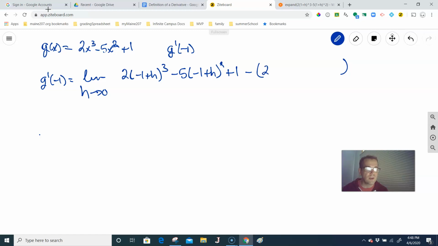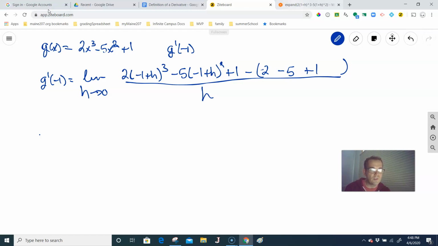So that's 2 times -1 cubed, which is just -2. -5 times -1 squared is going to end up being -5. And then 1 is 1. All that stuff over h. So this part's me plugging -1 plus h into g. And this part's me plugging -1 into g, but not doing all the math all at once.